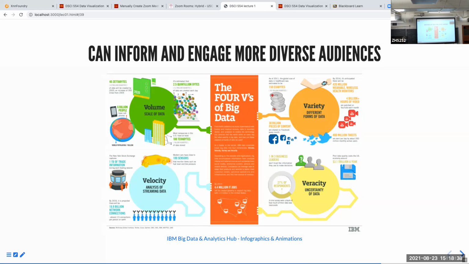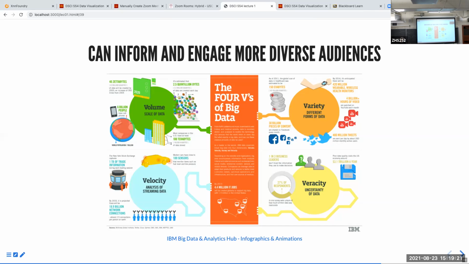They can be used to inform and engage more diverse audiences. So here is an example of an infographic. They're traditionally paper-based, but you see them more and more in the form of interactive graphics in web pages. Think about newspapers such as the New York Times or the LA Times, where they explain different topics. This particular one is about big data and the 4 Vs of big data that you're probably familiar with.